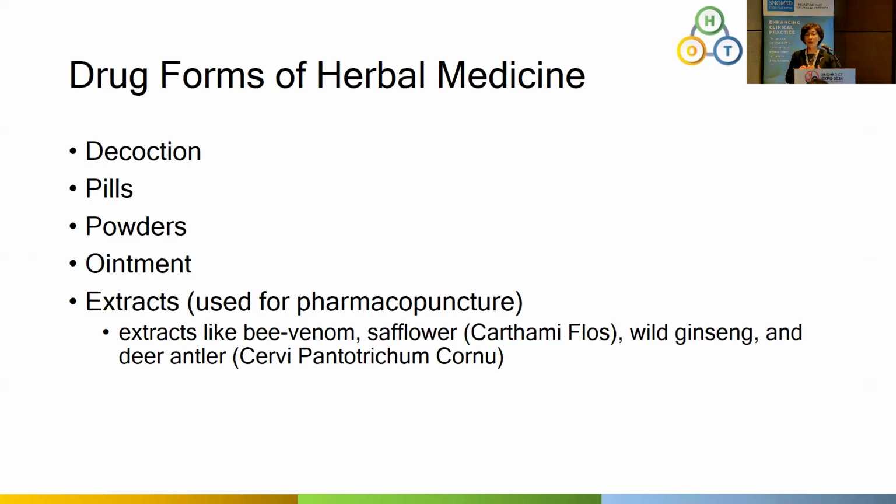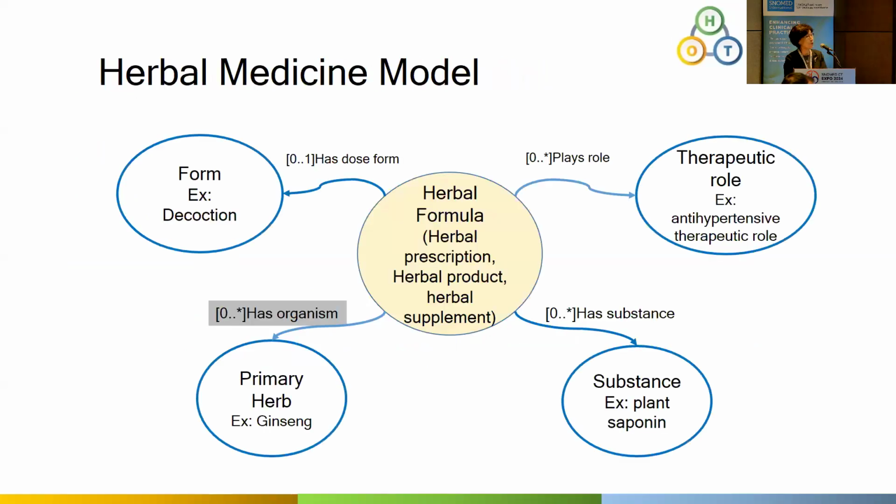And if we take a look at the drug forms of traditional herbal medicine, it could take any type of drug form that we use in Western medicine, such as pills, powders, ointment, but there is also decoction, which is a kind of soup made of different types of herbal ingredients. And there is extract, which you extract from a plant. So I think that's the drug forms that we need to add.